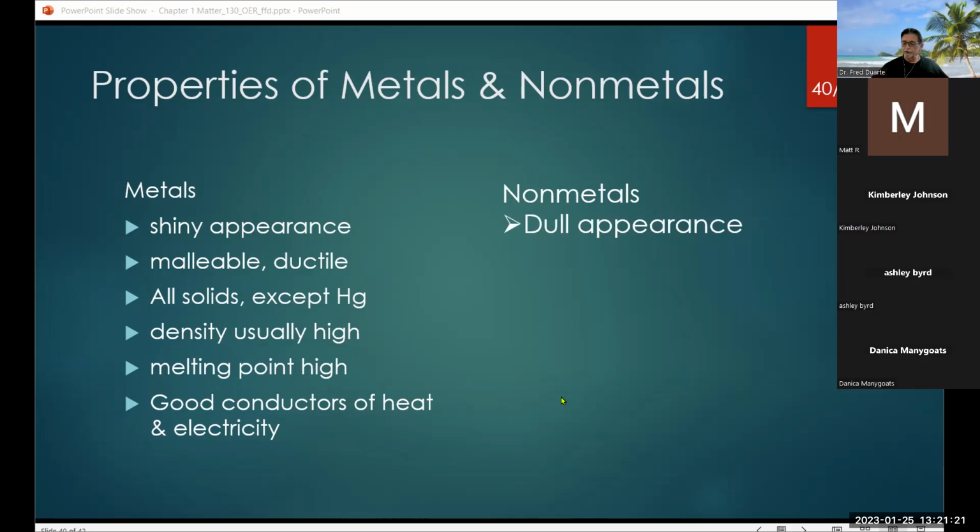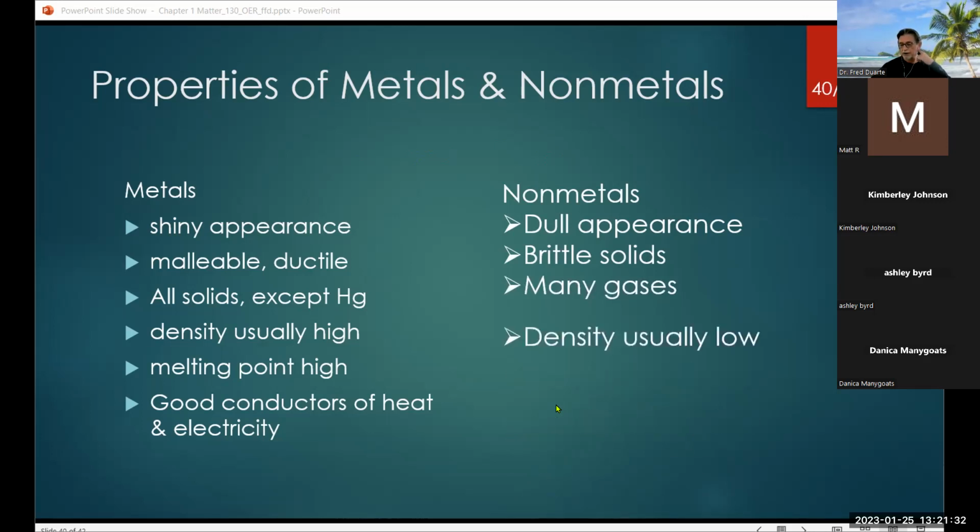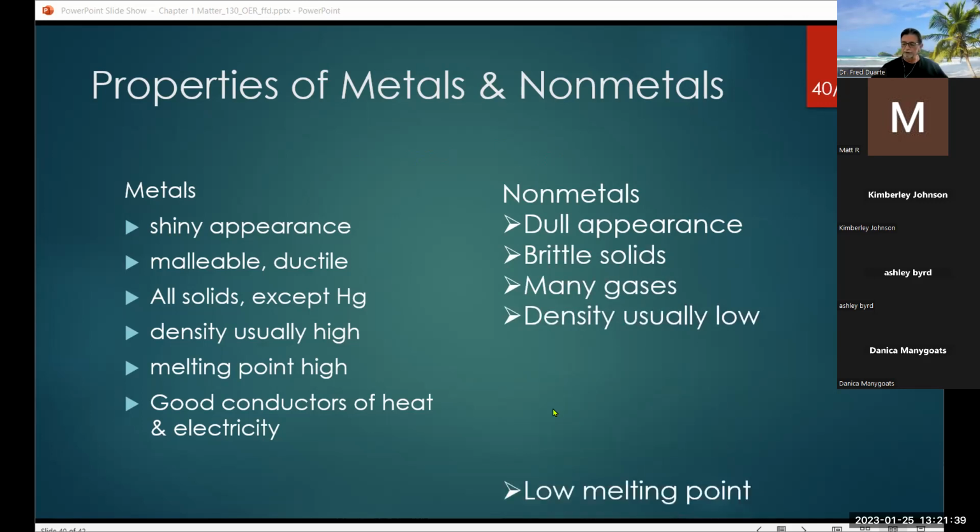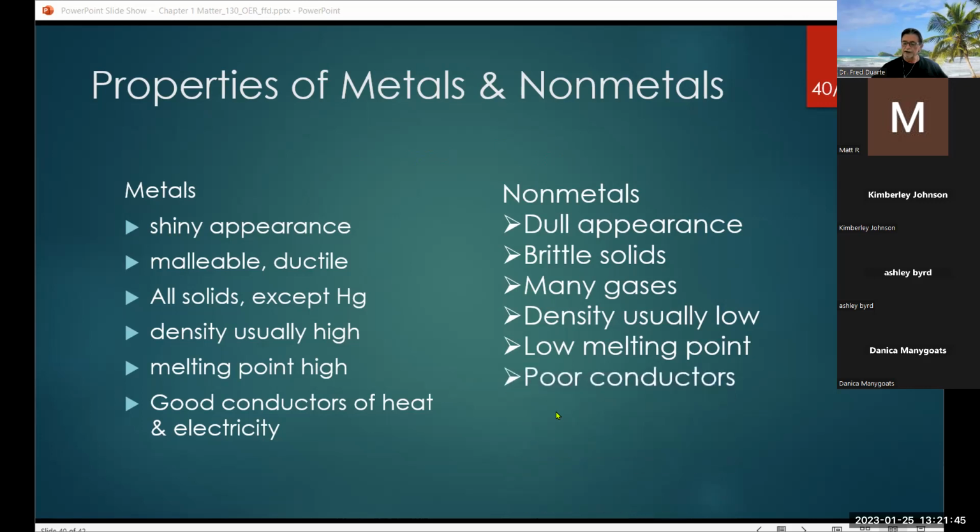we can see are dull in appearance. If they're solids, they're brittle solids, and a lot of them are soft. A lot of them, as you saw, are gases, okay? And their density is overall low, especially compared to metals, which have a high density. They tend to soften and melt at a much lower temperature than the metals, and they are very poor conductors of both electricity and heat. In fact, they're better insulators.